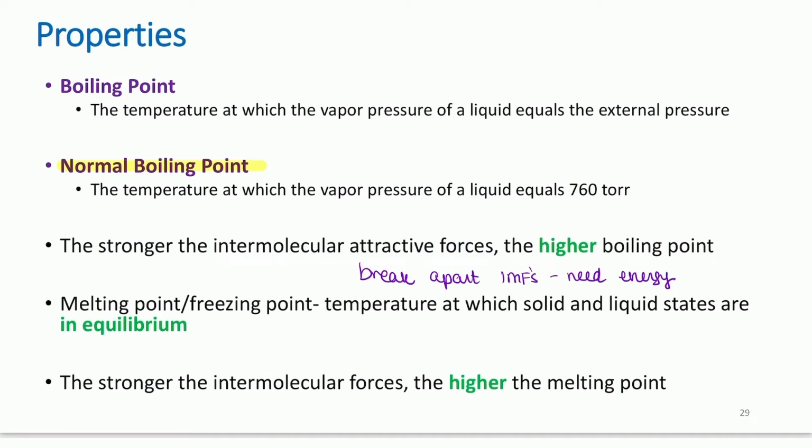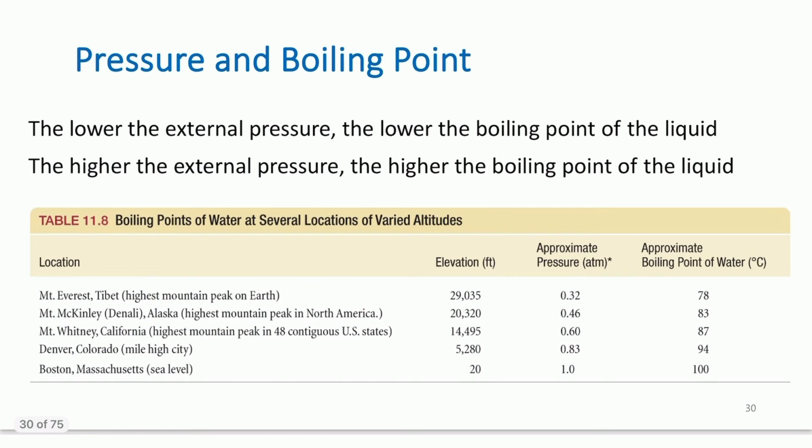The stronger the intermolecular forces, the higher the melting point. Same reason as for boiling point, it takes more energy to break them apart. The lower your external pressure, the lower the boiling point. If the external pressure is less than 760, say it's 745, it's easier to reach the vapor pressure of your substance, hence your boiling point has been lowered. The higher the external pressure, the higher the boiling point. Let's say the external pressure is actually 780, now it's going to take more work to reach a vapor pressure of 780, so our boiling point is now higher.